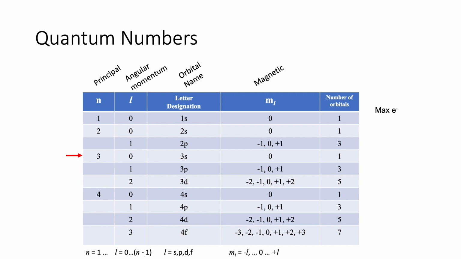Let's do principal quantum number 3. When n equals 3, L can be 0, 1, or 2. The 3-0 combination, 3-1 combination, and 3-2 combination gives us orbitals of 3s, 3p, and 3d.